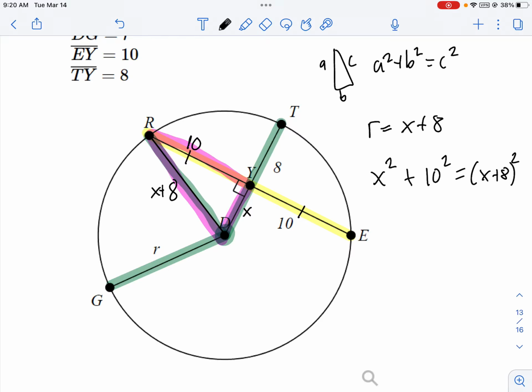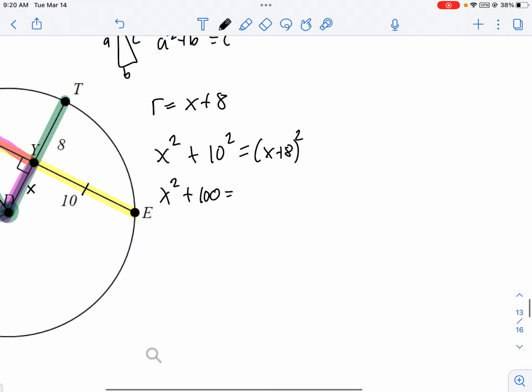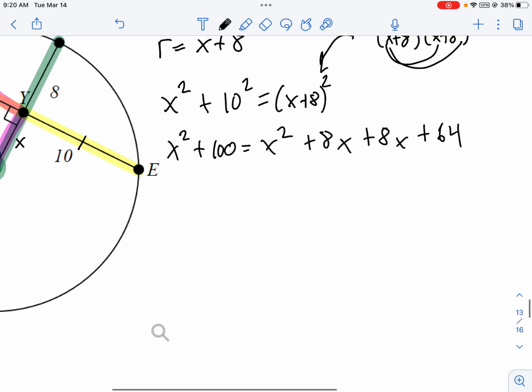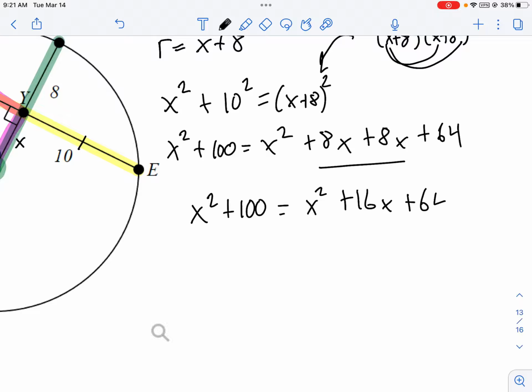So let's keep going. x squared is just x squared. 10 squared is 100. And remember, once you have a parenthesis squared like this, that means you have two of them there, an x plus 8 and an x plus 8. So then distribute those parentheses out. x times x is x squared. x times 8, 8x, 8 times x, 8x, and 8 times 8, 64. Okay? And then just start simplifying this down. Add your like terms. So we have x squared plus 100 equals x squared plus 16x plus 64.